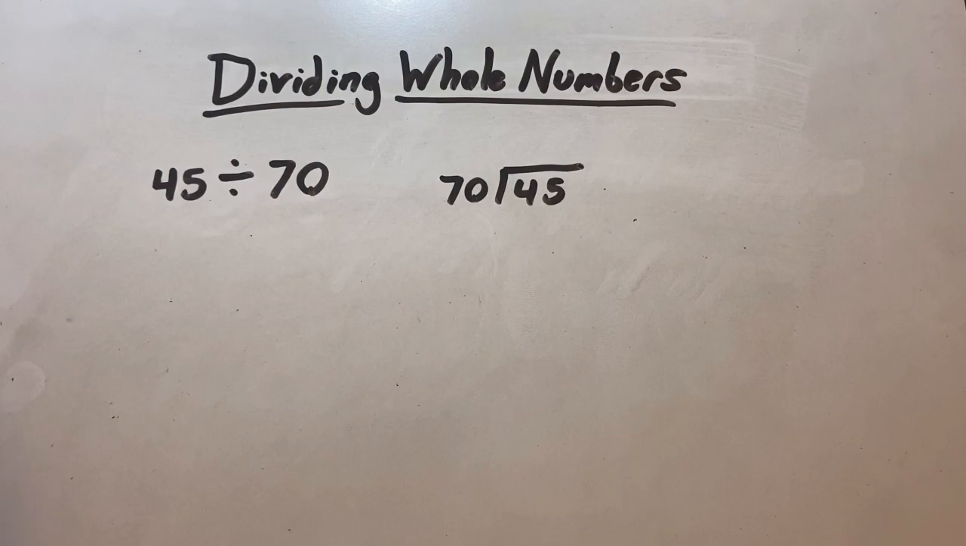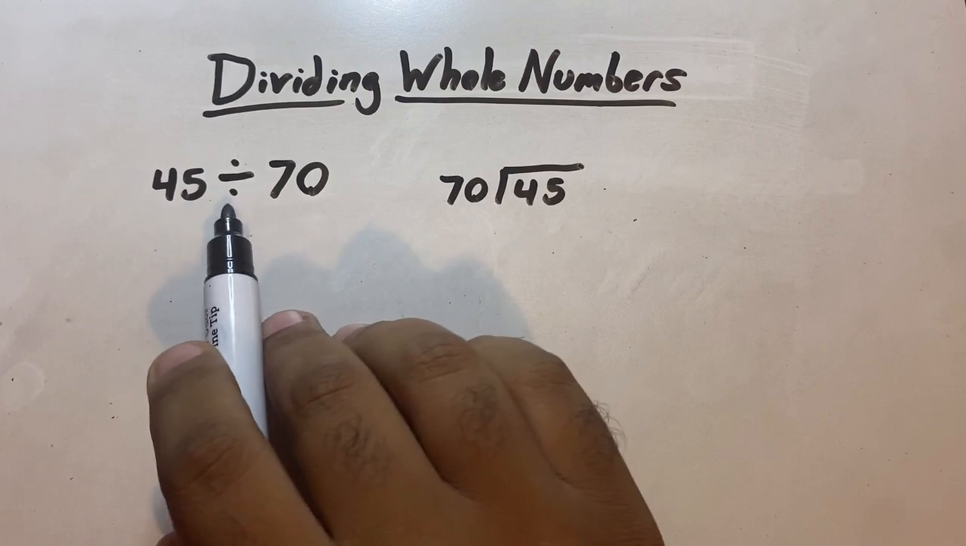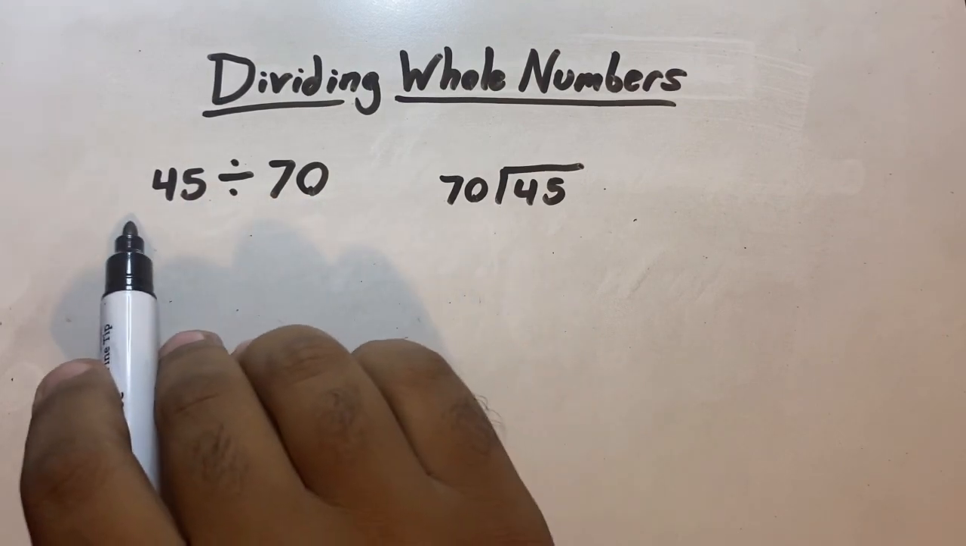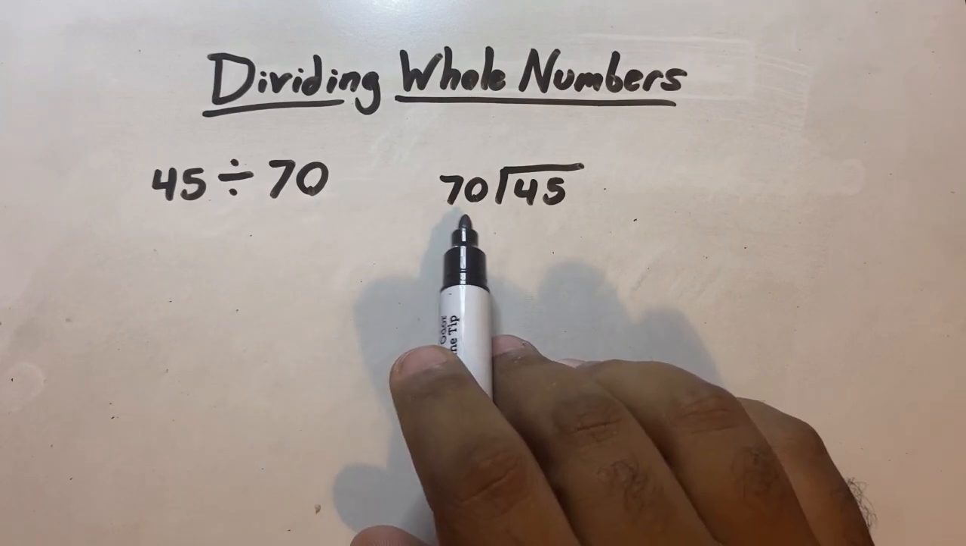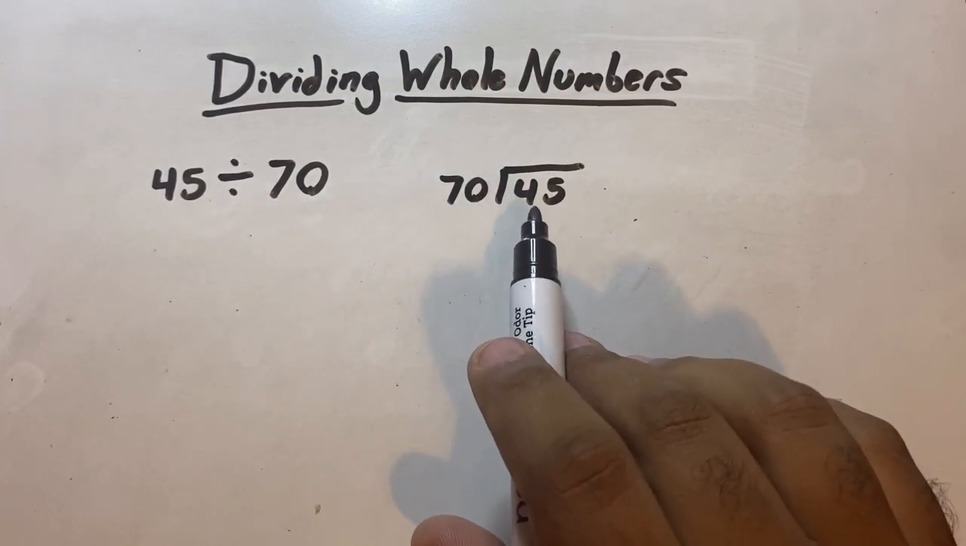Today we're going to be covering dividing whole numbers. In this case, we have an equation in which our answer will be a decimal number. Here we have 45 divided by 70. Whenever you see an equation written like this, the second number is the number that goes on the outside. The first number is the number that goes on the inside.